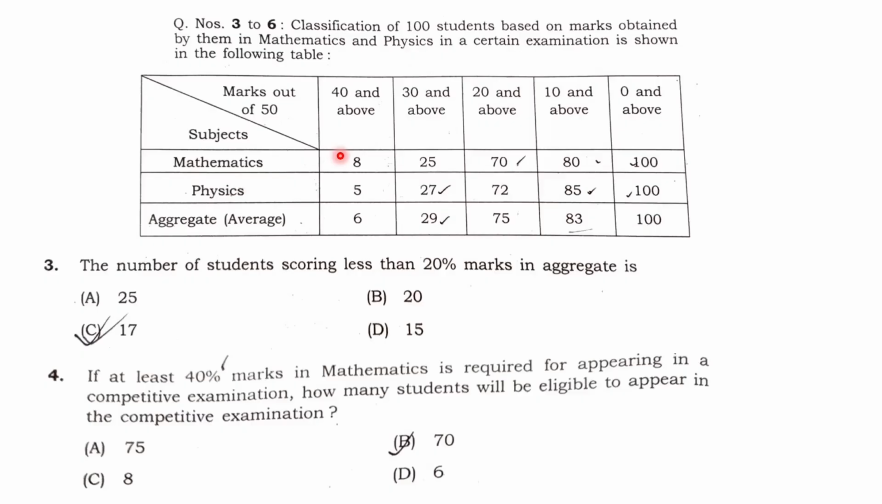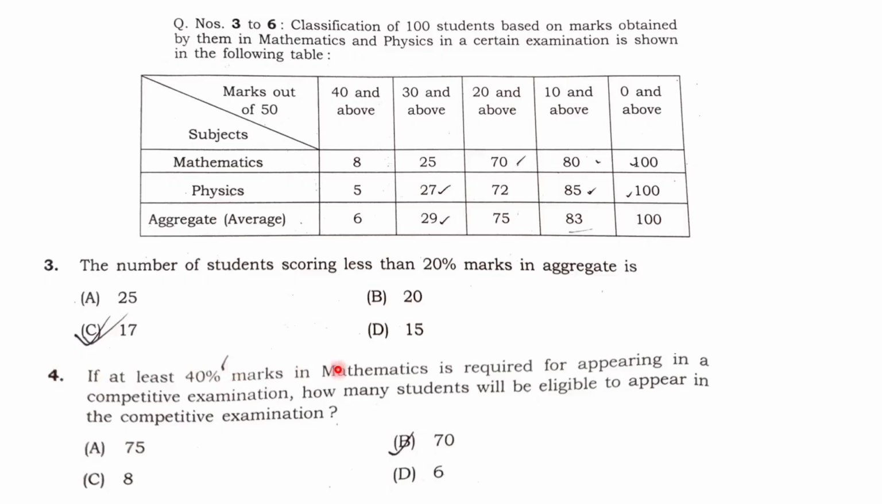Here we have a question with a table of marks. In this table we have marks out of 50, and these are the subjects. Inside the table we have the total number of students. The total number of students is 100. So the first question is the number of students scoring less than 20% marks, not 20 marks. Here 20% of 50 is 10. Therefore scoring less than 10 will be in aggregate 83. 100 minus 83 is 17, so the correct answer is 17.